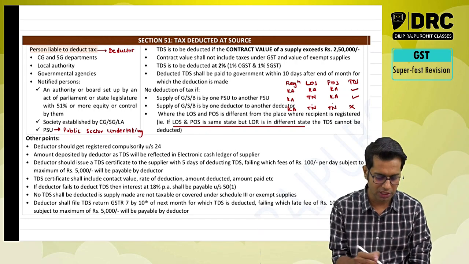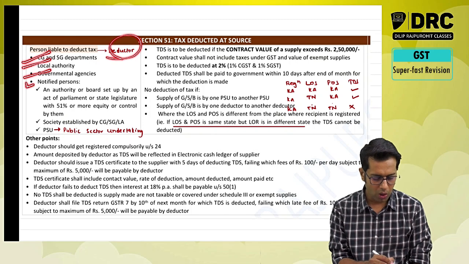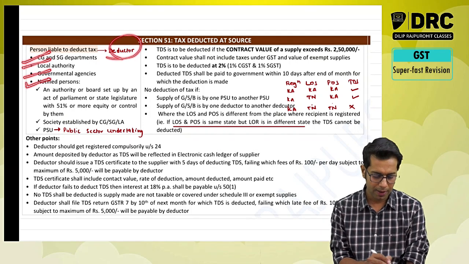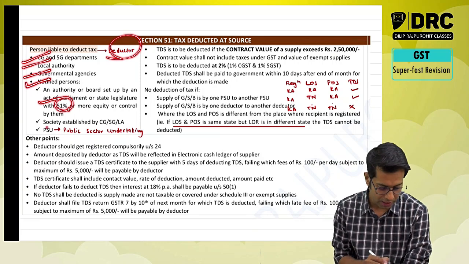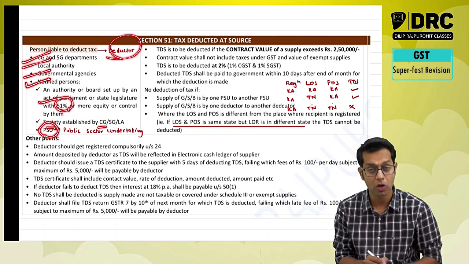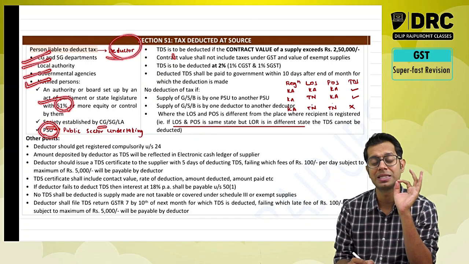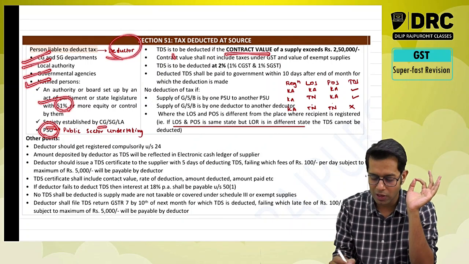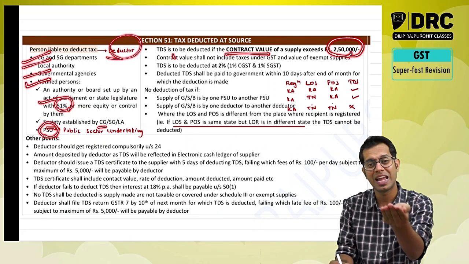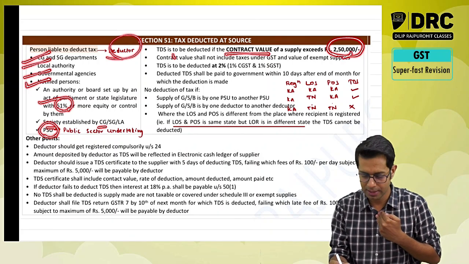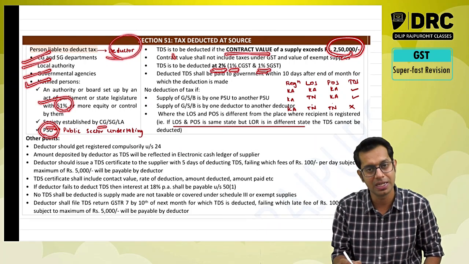Who is a deductor under section 51? Central government or state government departments, local authorities, government agencies, and other notified persons, such as those in whom 51% or more voting rights are held by the government, or a society established by central government, state government, or a public sector undertaking. Whenever any person supplies goods or services to these deductors and the contract value is more than 2.5 lakhs, then these deductors, at the time of making the payment to the suppliers, will have to deduct tax at 2%, 1% CGST, 1% SGST.